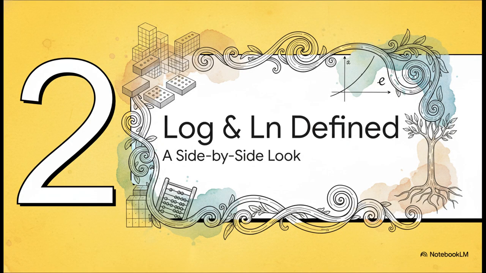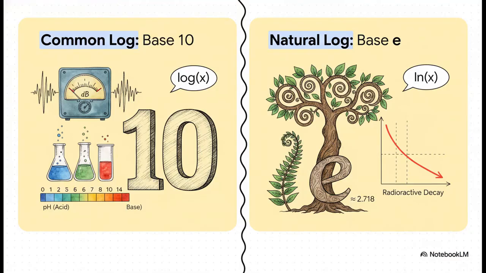Okay, let's put these two side by side. It's the best way to really see what makes them tick and where you're going to run into them. So here we go. In the left corner, we've got the common log. Notation is log x, and its base is 10. You'll see this all over the place in science and engineering. Think pH scales in chemistry or decibels for sound. And on the right, the natural log, ln x. Its base is that famous, kind of weird number e, which is about 2.718. This one is the absolute superstar of calculus and anything involving continuous growth, like populations or finance.